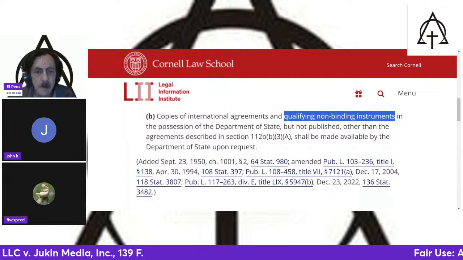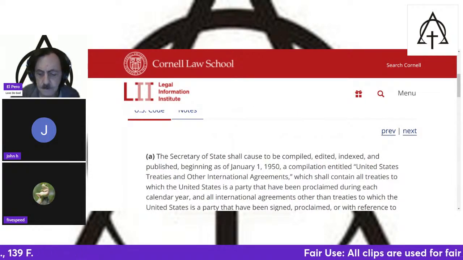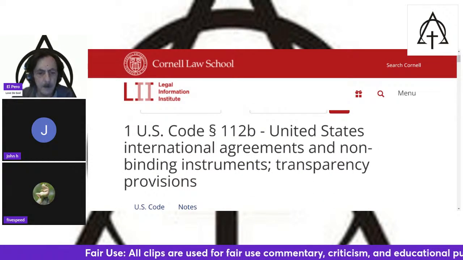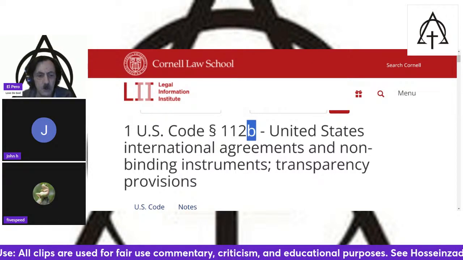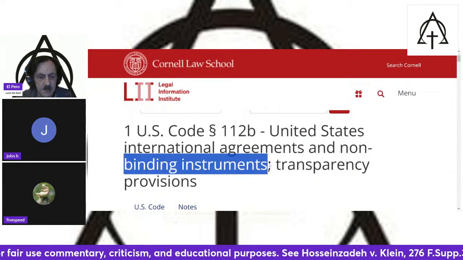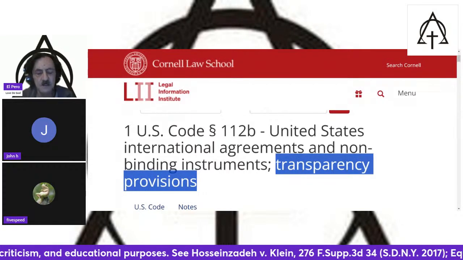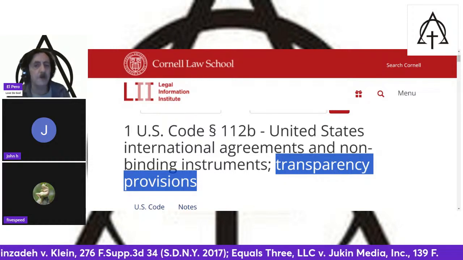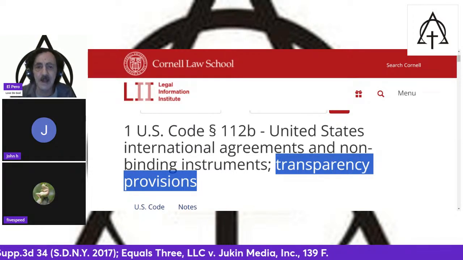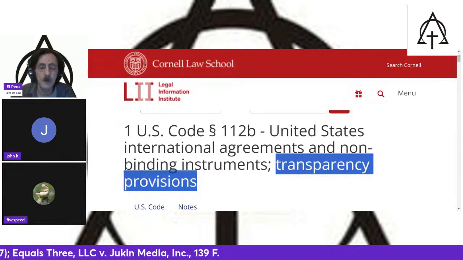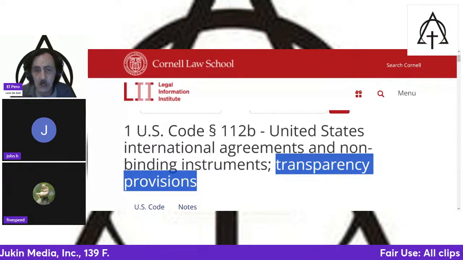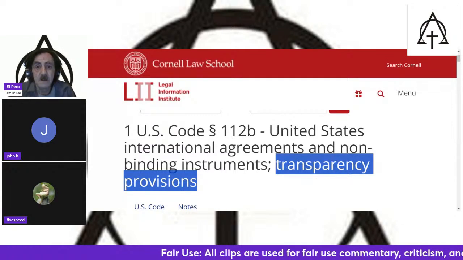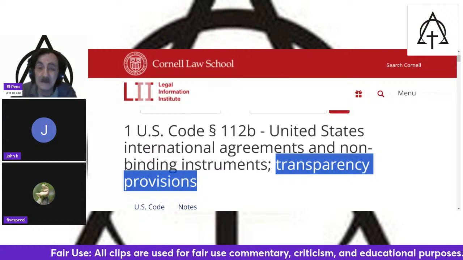So the next one, 1 U.S. Code 112B, United States International Agreements and Non-Binding Instruments, Transparency Provisions. This is where it's been hidden all your life, and now it's holder in due course. If you comprehend what's going on, you can be as transparent as you need to, to help them fulfill that obligation of the grant, the assurance of that United States citizenship as a United States business, as a gift, as something you were using as a benefit.